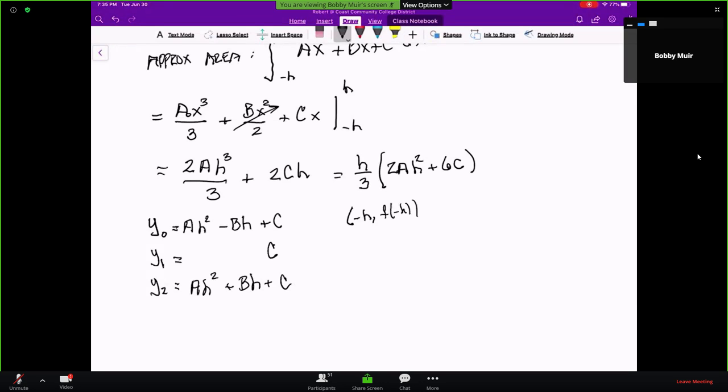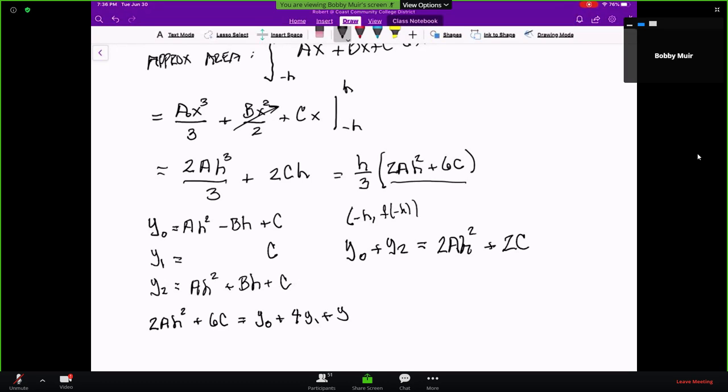Now remember, what we're after here is an approximation of the area based on information from the function. Notice that if I was to take y0 plus y2, I would end up with 2a h squared plus 2c, which is almost what I need. And so 2a h squared plus 6c, that's going to be y0. Now look, I need 4 more of them. So I need 4 y1s, and then I'm going to have the y2.